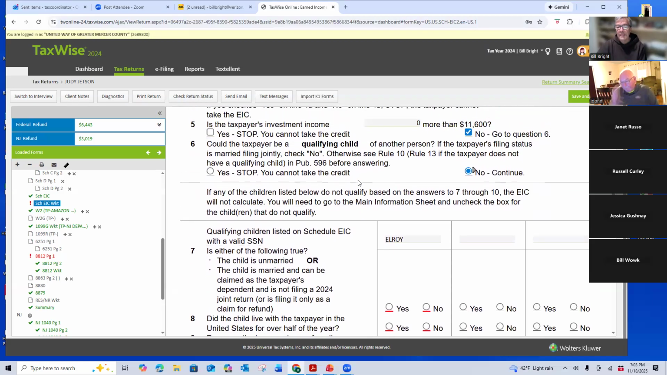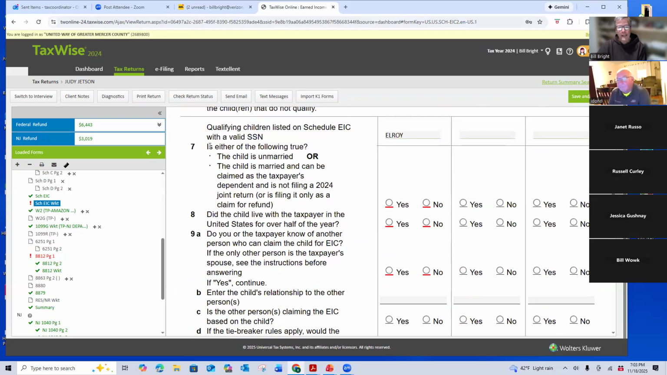Now we're coming into the specifics of the child. Is either of the following true? The child is unmarried, or the child is married and can be claimed as a taxpayer's parent. Is the child unmarried? Of course, because the child's 4. Did the child live with the taxpayer for over half a year? Yes. Do you know of any other person who can claim the child for EIC purposes? No. That doesn't mean it doesn't happen, but from where we're sitting while we're doing her return, that's how that works.